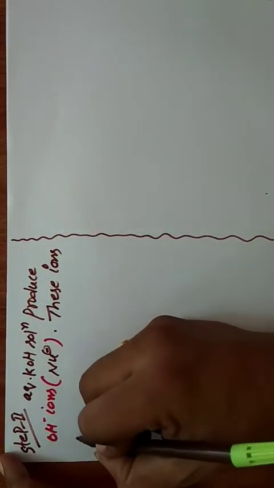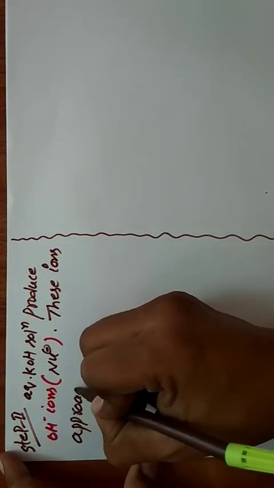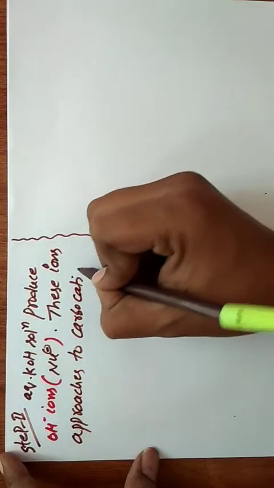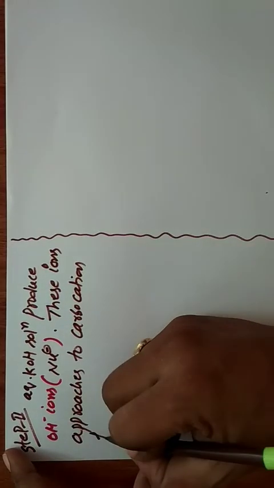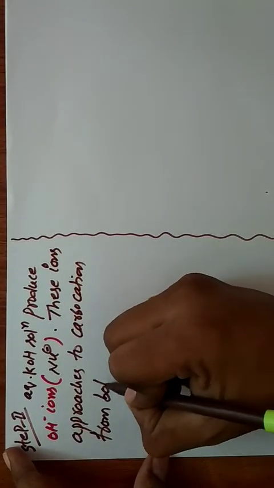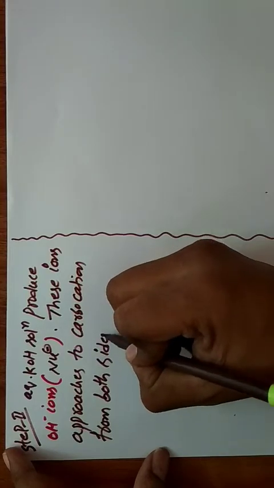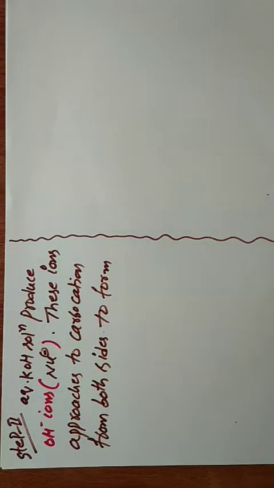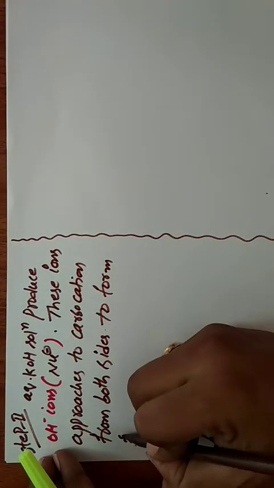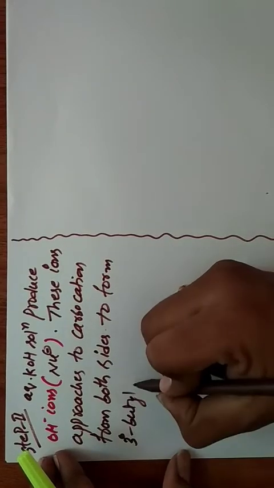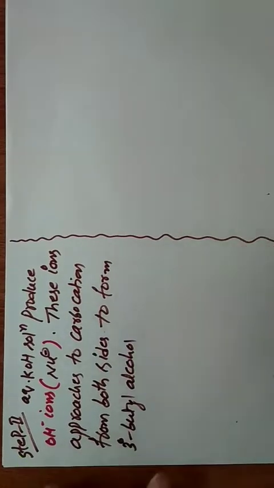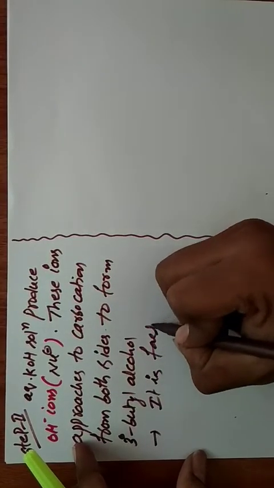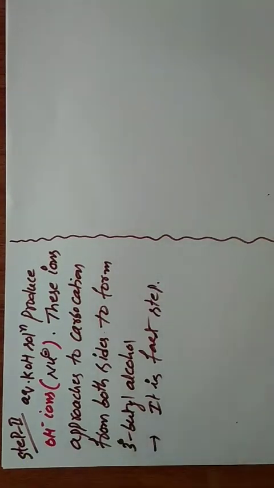that means OH minus ions approach the carbocation from both sides to form tertiary butyl alcohol. It is a fast step. This one.